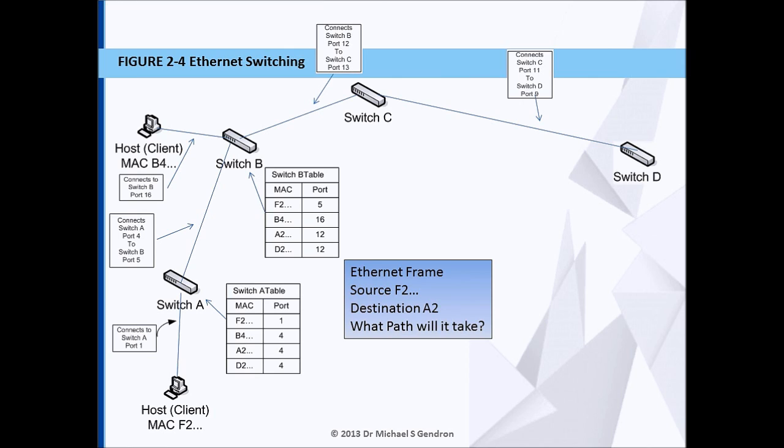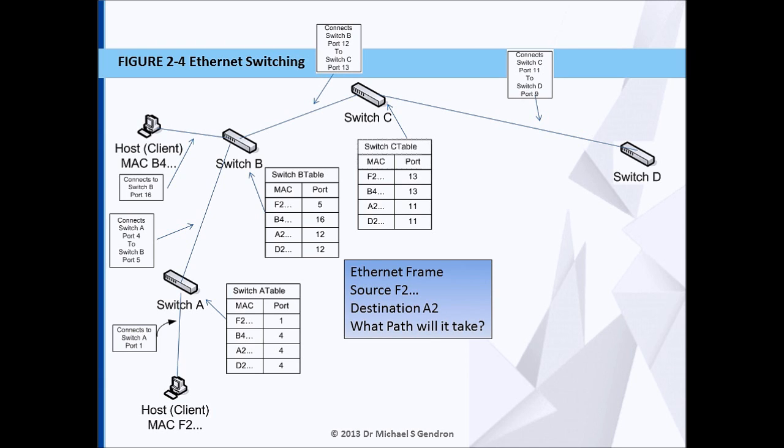Switch D comes in, and we find that switch A, port 11, connects to switch D, port 9. What does this mean for the switch C forwarding table? Well, switch C knows that F2 and B4 connect somewhere out port 13 of itself. And it also knows that A2 and D2 connect somewhere out port 11 of itself.